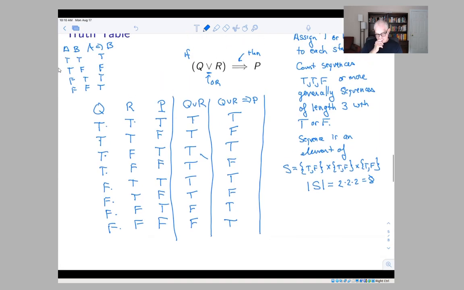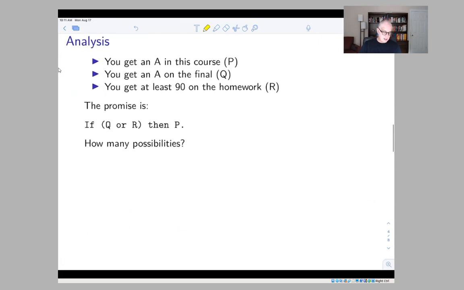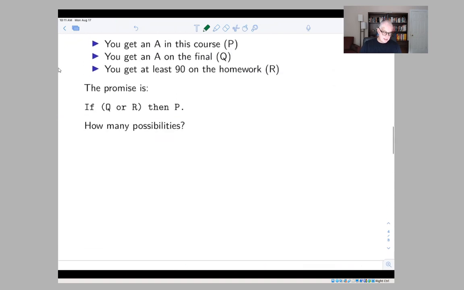So that's our truth table. Let's see if we can make some sense out of some of these falsehoods here. So for example, what's going on here? Let's look at this row. So in this row, if you remember what P, Q, and R are, let's look back at the previous one. Q is you get an A on the final. R is 90 on homework. And P was A in the course.